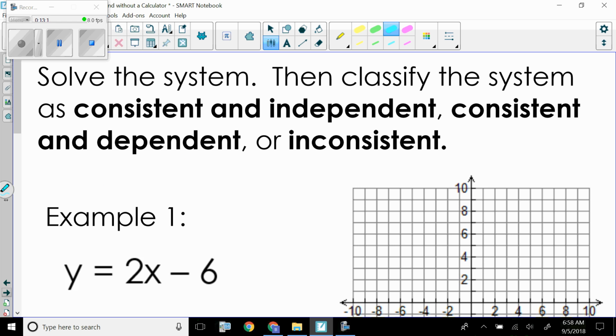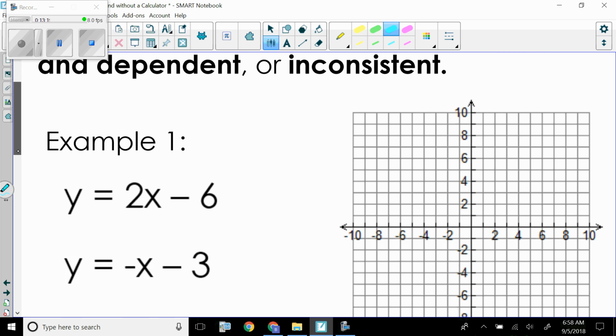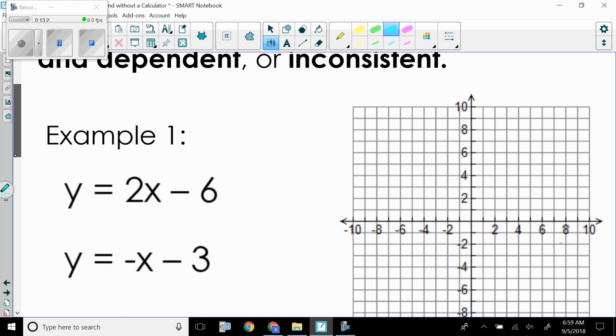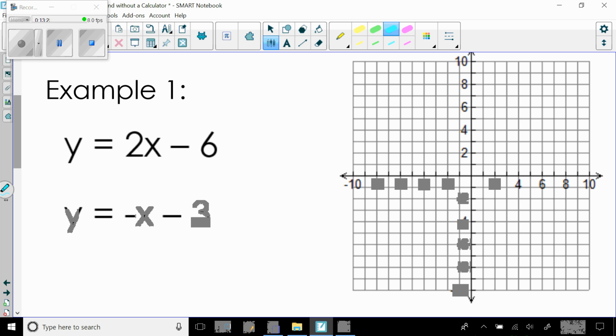Now, this one says solve the system and classify the system as consistent and independent, consistent and dependent, or inconsistent. So we're going to do a few of these examples together. Again, now would be a great time to pause, make sure you get these directions down, like I do in class. Get your page set up so you're ready to do this example with me. Okay, now that you've had enough time to set your paper up, let's graph this.